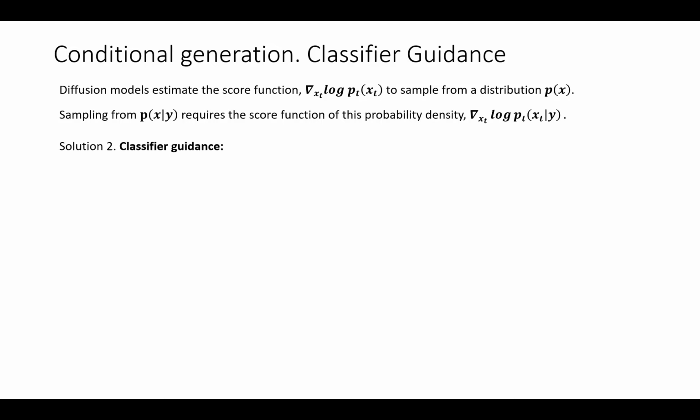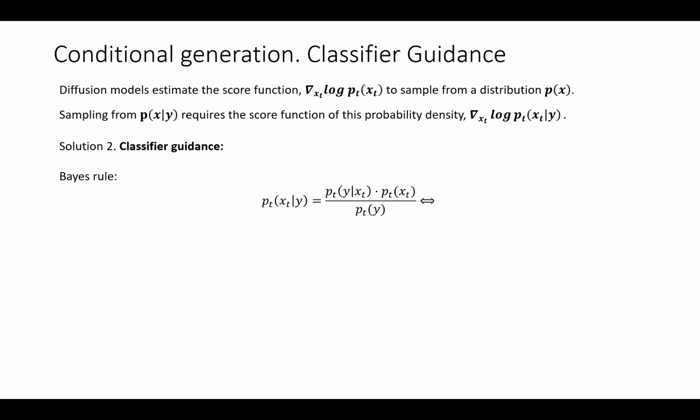That was the first solution, and the second solution is that we can have classifier guidance. And this is very interesting actually. What we are going to do is apply Bayes rule to relate this conditional generation with the unconditional generation. So let's look at this and listen carefully.